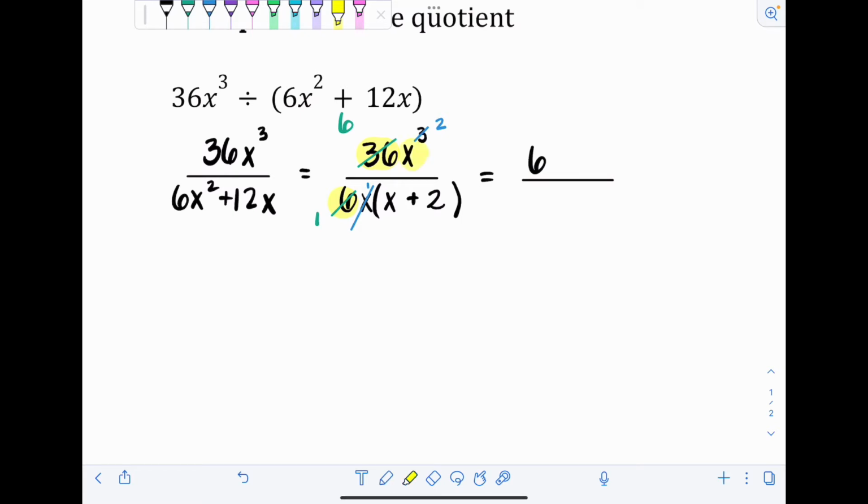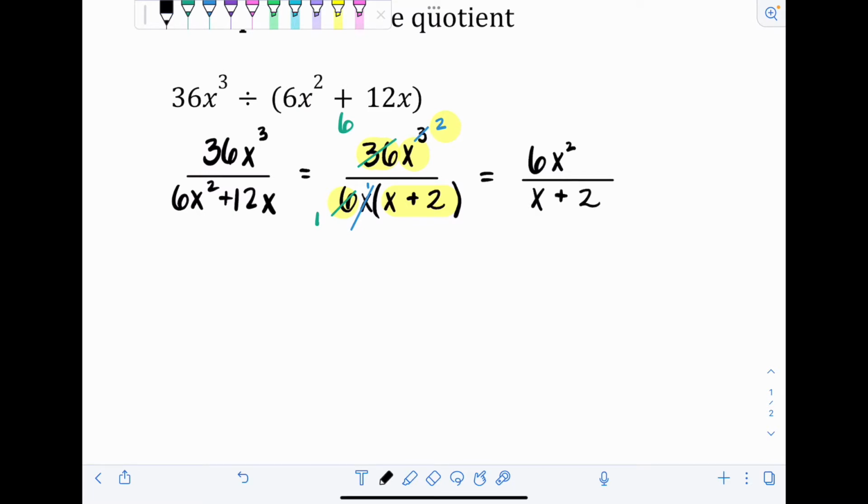So then in the numerator, I have x squared left over. And then I still have this x plus 2. There's nothing more for me to carry out or cancel out or anything like that. So I would just copy it over, x plus 2.